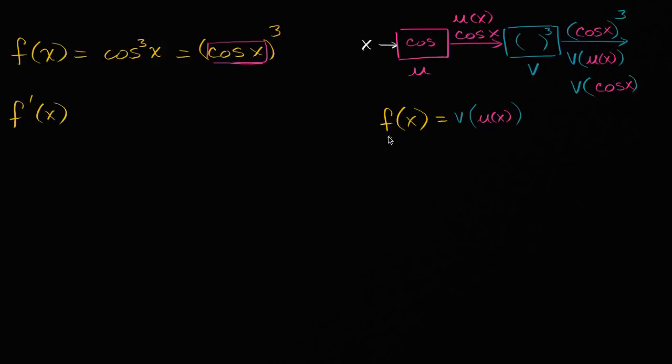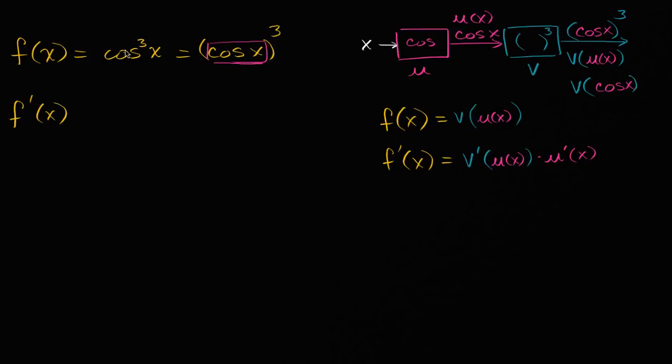And the chain rule tells us that if you have a situation like this, then the derivative f prime of x, and this is something that you will see in your textbooks, is going to be the derivative of this whole thing with respect to u of x. So we could write that as v prime of u of x, times the derivative of u with respect to x, times u prime of x. This right over here is one expression of the chain rule.